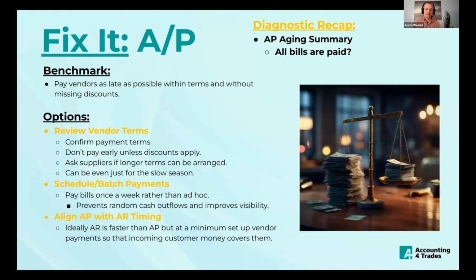All right, next one, accounts payable. So back to that diagnostic cash flow sheet. The accounts payable aging summary is the sub report we're going to look at. And we're looking at: are all of my bills already paid? Did I spend money and pay it right away? I didn't use any credit. Well, what we want to strive for is to pay as many vendors as you can as late as possible within terms and without missing discounts.